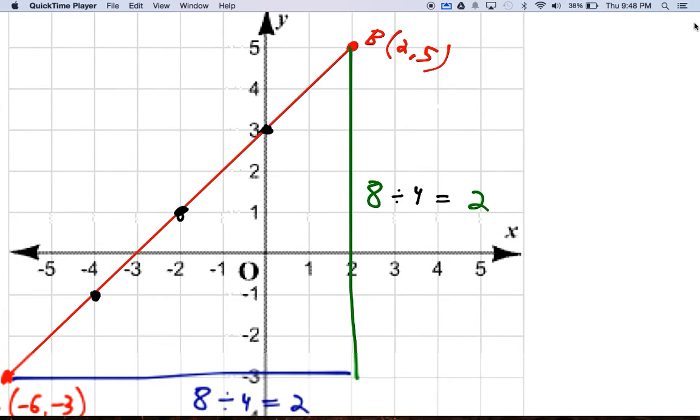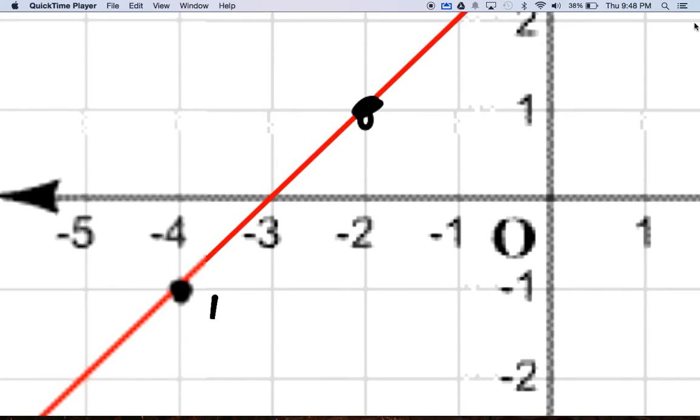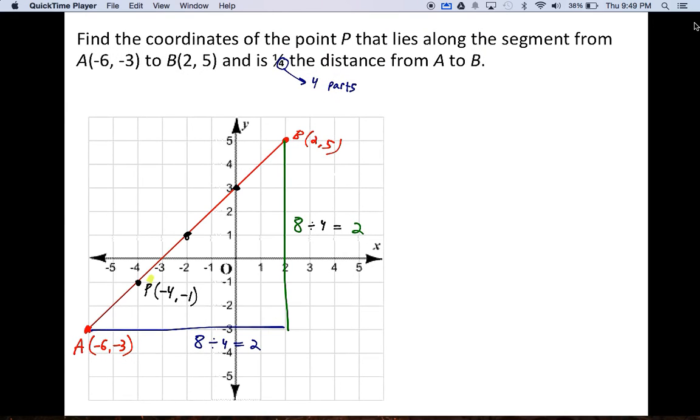Okay? So now it wants the point that's 1/4 of the distance. Well, now you can see here we have 1/4, 2/4, which is halfway, so hey, there's the midpoint. 3/4, 4/4. And so we just want the point that's 1/4 away, which would be this one right here. So our answer is this one, point P, which is at -4, -1. Alright, so there's our final answer to this problem.